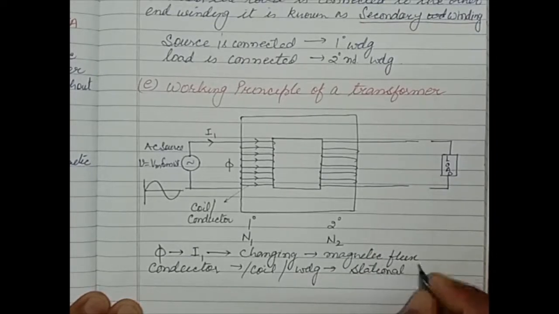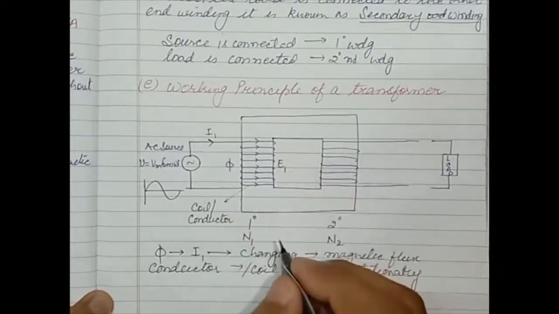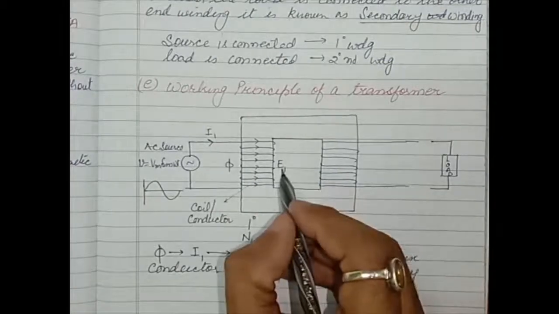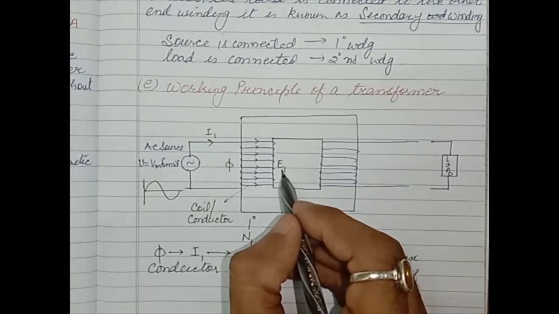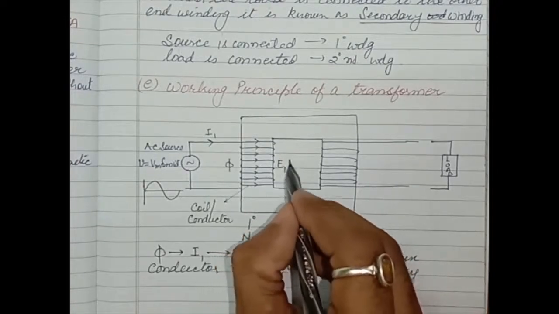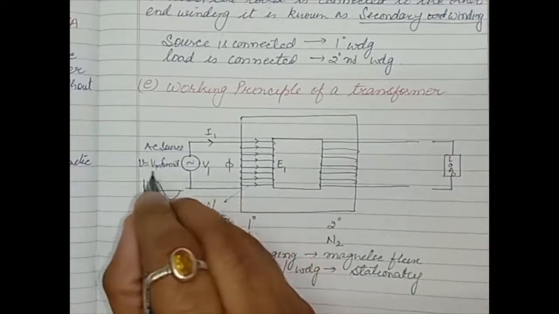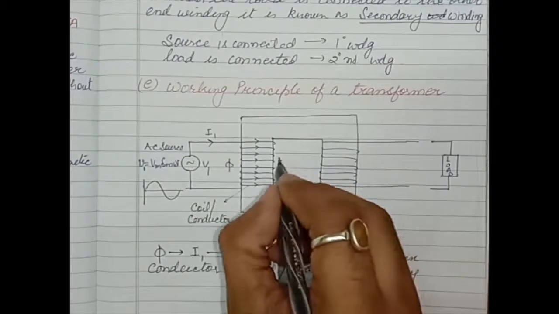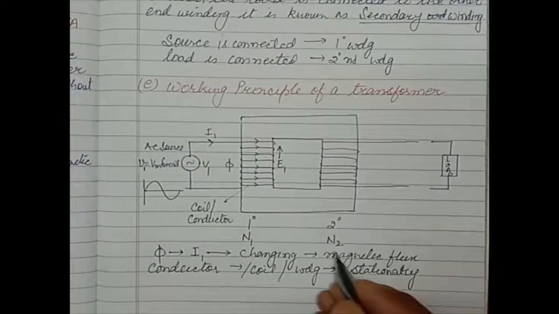There is an induced EMF according to Faraday's law of electromagnetic induction. So in this winding there is a production of induced EMF as per Faraday's law of electromagnetic induction. But according to Lenz's law, this EMF will oppose this voltage V1. Why? Because of Lenz's law.